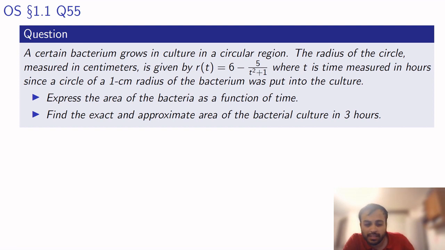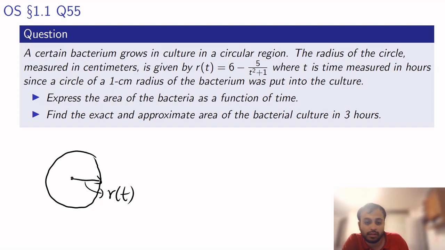So this is another very simple problem. It says that there is a certain bacterium which grows only in a circular region, and the radius of this circular region is given by r of t, which is a function of time, where time is measured in hours, since a circle of 1 centimeter radius of bacterium was put into the culture. Now the first question it asked: express the area of bacteria as a function of time.